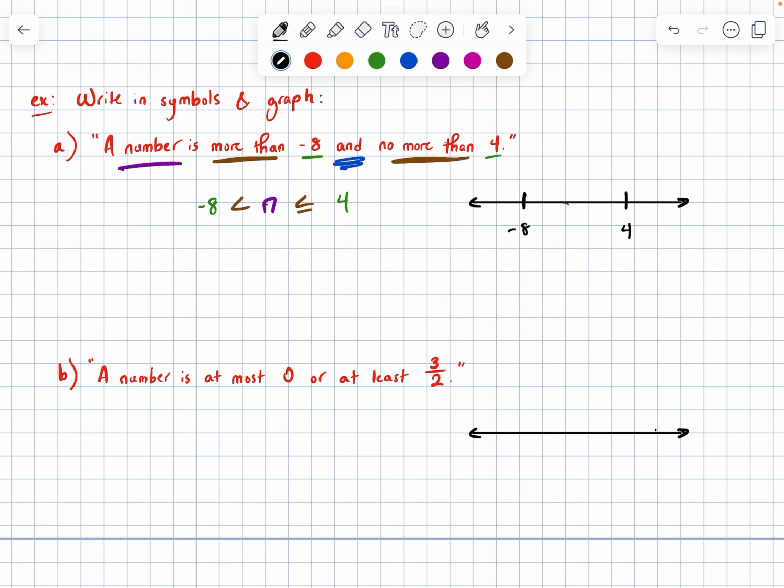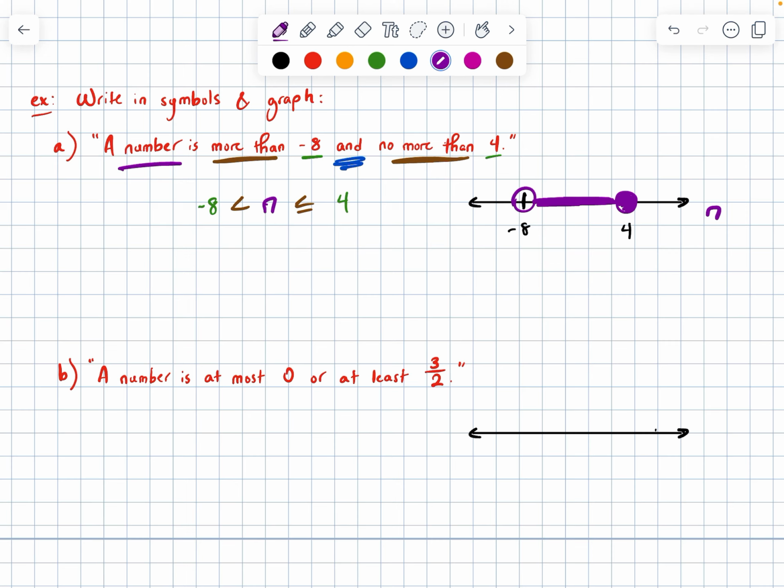Around this -8, you tell me, is it going to be an open circle or a closed circle? Well, I'm talking about values of n. In this case, they need to be greater than -8. No "or equal to," it gets an open circle. Less than or equal to 4, it gets a closed circle. And then my values of n are sandwiched in between these two. So I'm going to fill in everything in between those two values.